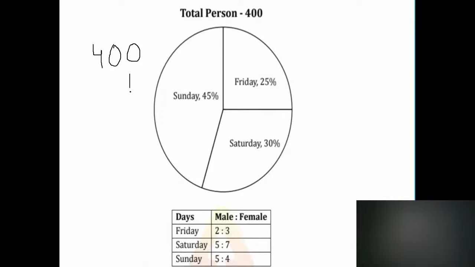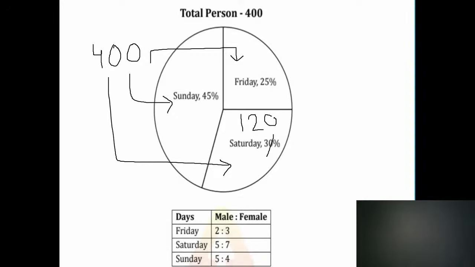So Sunday we should give 45%, Friday we should give 25%, and Saturday we should give 30% out of this. First let us calculate for Sunday, 45% of 400. In percentages class, I explained how to calculate percentage of each number. So first let us calculate for Saturday. 0 0 cancel. 40 into 3 is 120. So Saturday 120 people went.